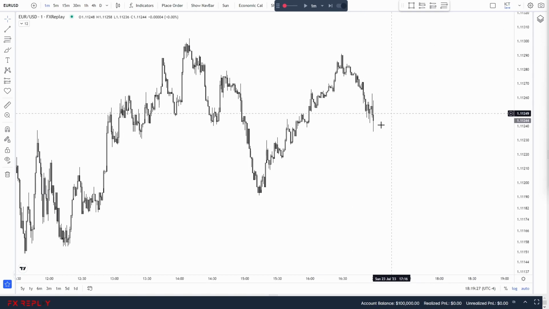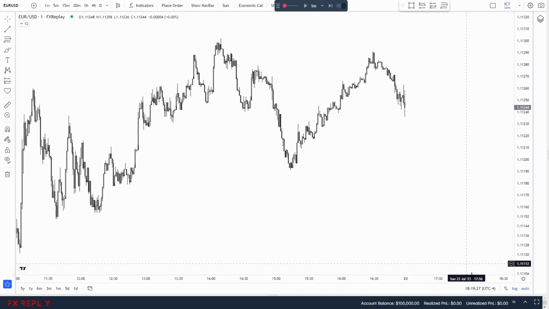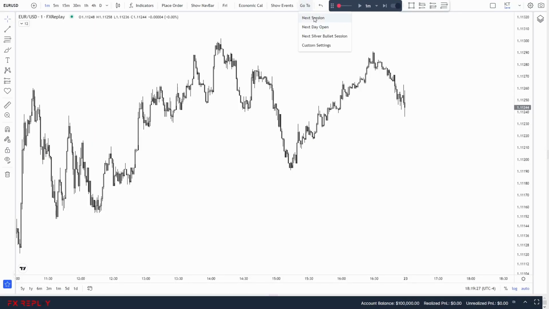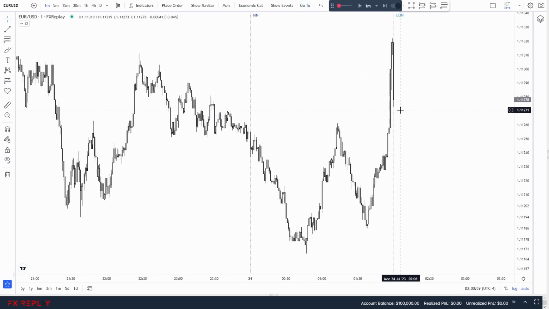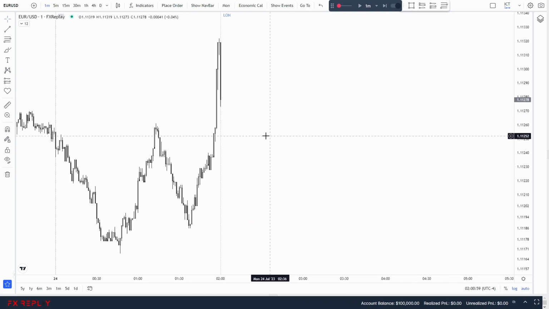As you can see, I just created an FX replay session and I set my initial account balance to 100,000. We are now on Friday the 21st. So what I will be doing is jumping to the next session. As you can see, we just arrived at the London session and right now we are clearly bullish.